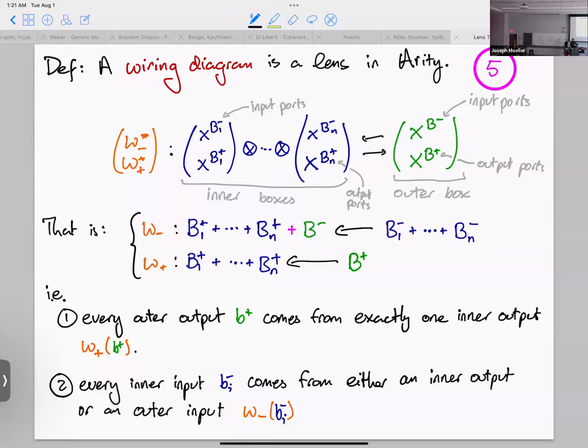And then a wiring diagram, lens, or really a prism here, is a function from B plus to A plus, and a function forward on states, A zero. And then a function backwards, which for each state of the inner box gives you a map from the appropriately dependent thing.